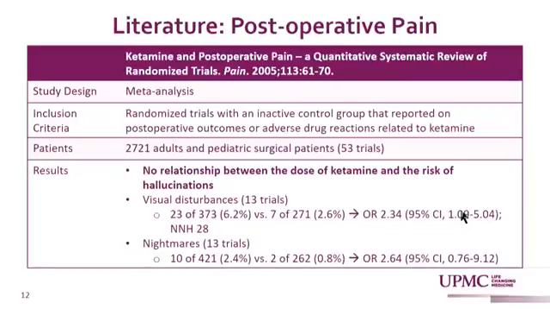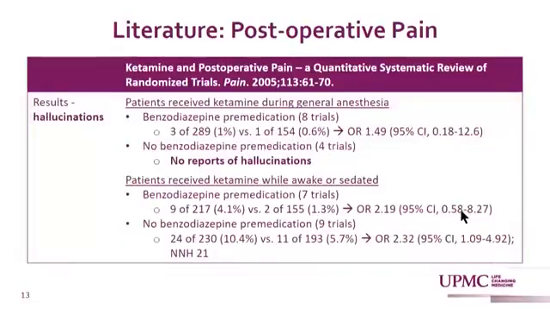As I mentioned before, they couldn't find a relationship between the dose of ketamine and the risk of hallucinations. And they mentioned that ketamine is associated with visual disturbances and nightmares, and each was defined in 13 trials. But the more interesting section of the results comes from the hallucinations. Interestingly, the authors broke patients down into two groups: patients who received ketamine during general anesthesia, and patients who received ketamine while they were awake or sedated.